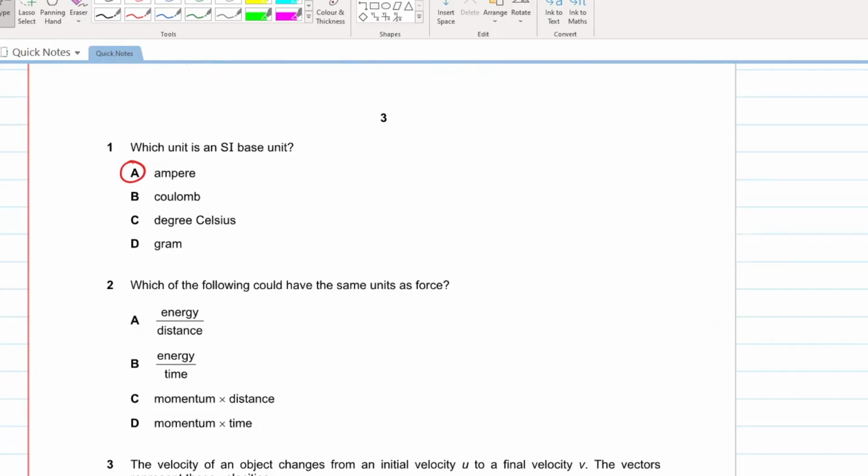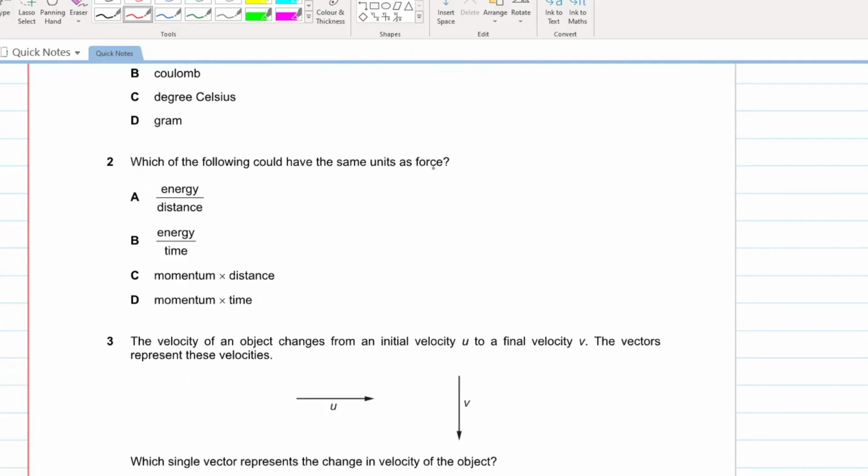Let's move ahead. Let's see question number 2. Which of the following could have the same SI unit as force? Perfect. What are the SI units of force? The SI units of force are kg m s minus 2. Which one of them will have the same SI base units? Now, either you can apply a little brain here or you can just brute force this method. Either way, you will get the right answer.